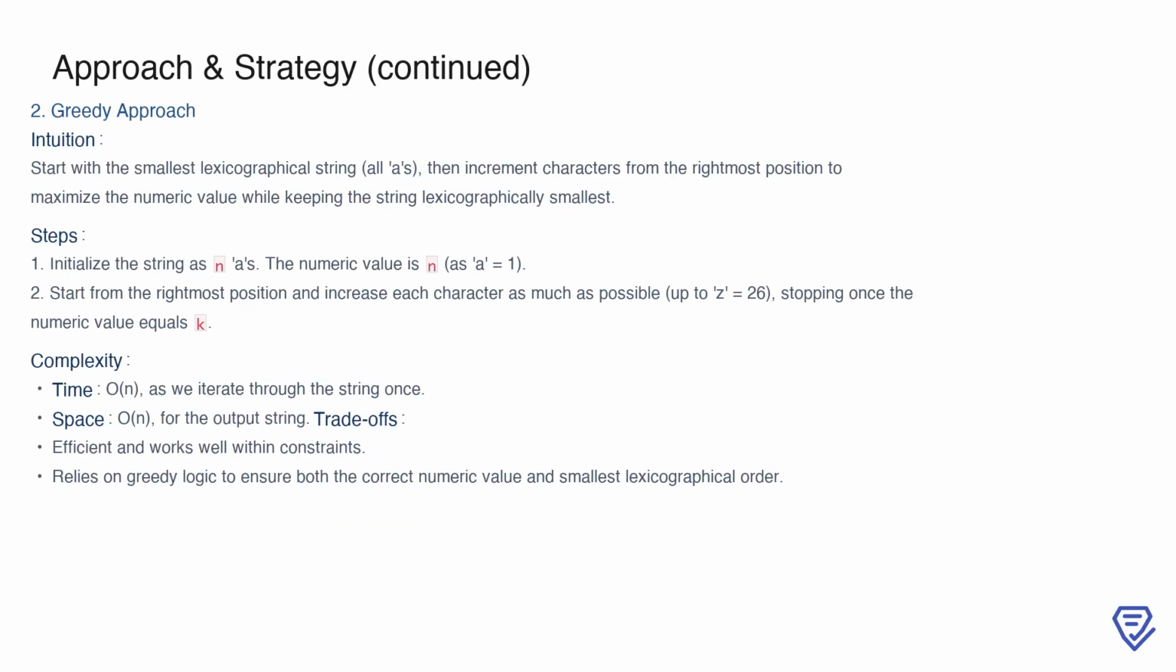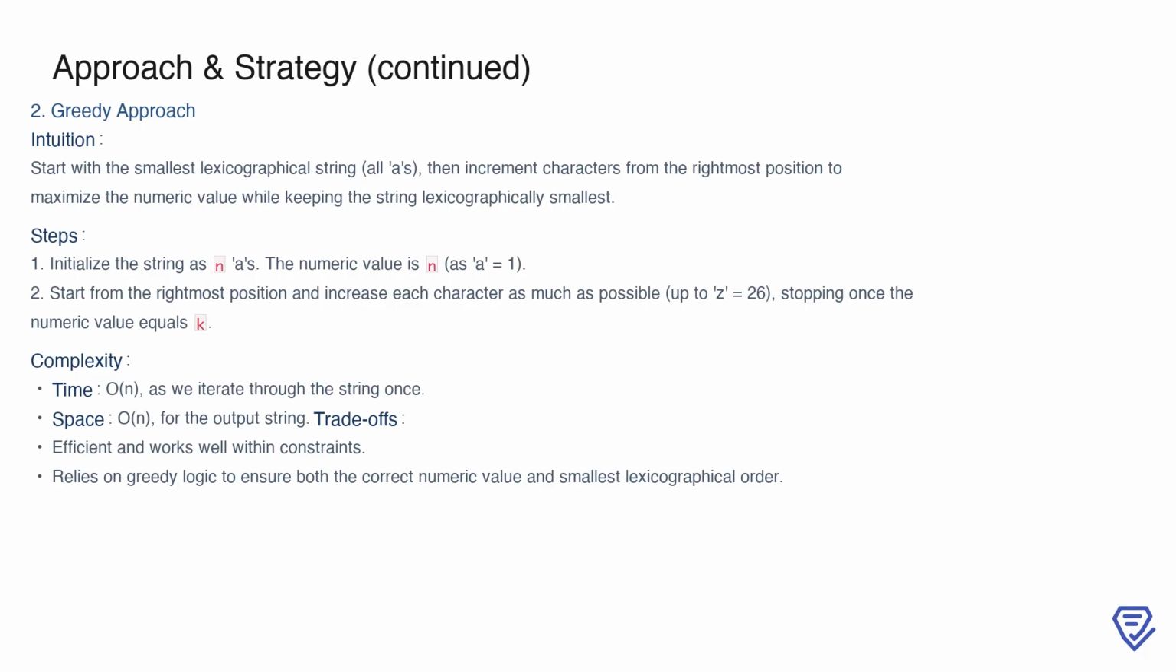Now, let's explore the greedy approach, which is significantly more efficient. The key idea is to start with the smallest possible string, consisting of n a's, since the numeric value of a is 1. This gives us an initial numeric value of n. From there, we increment the characters, beginning from the rightmost position, to increase the numeric value while ensuring the string remains lexicographically smallest. Each character can be incremented up to z, which has a numeric value of 26. We stop as soon as the numeric value of the string equals k.